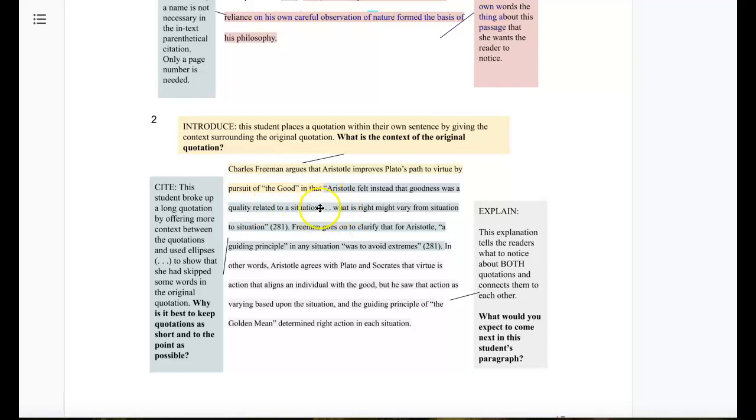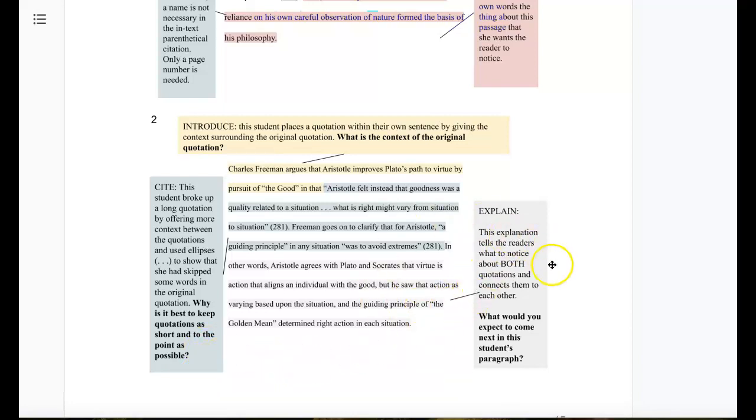Let's look at how the student has used these things. The student broke up a long quotation by offering more context between the quotations and used an ellipsis, that's the dot, space, dot, that is called an ellipsis, to show that she had skipped some words in the original quotation. Why is it best to keep quotations as short as possible, as short and to the point as possible? Why would you want to do that? Think about that for a second and answer the question.